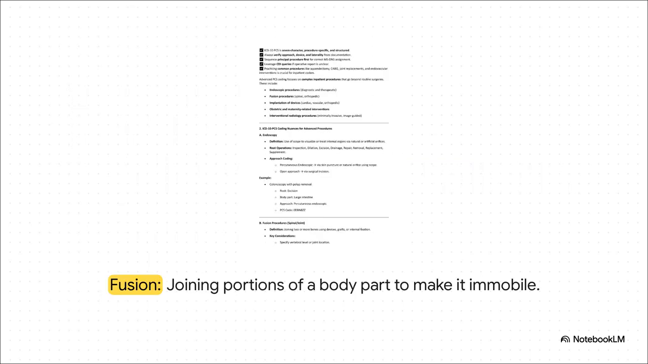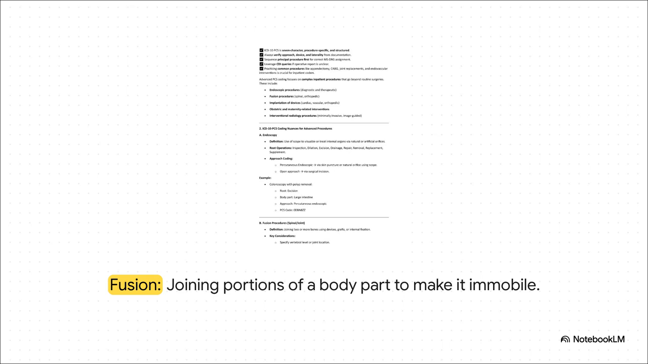All right, let's shift our focus down to the spine. Spinal procedures are incredibly high volume and high complexity. The main root operation we see here is fusion. This means joining together portions of an articular body part, like 2 or more vertebral bones, using devices or internal fixation to make that joint totally immobile.